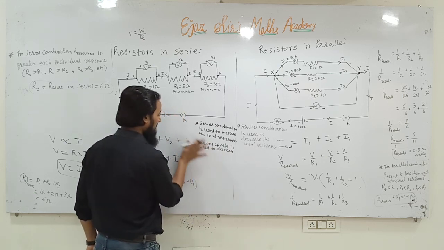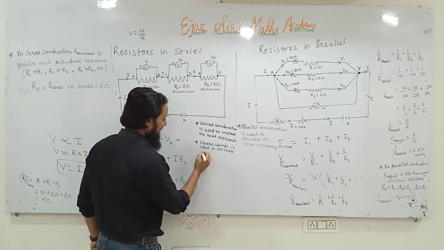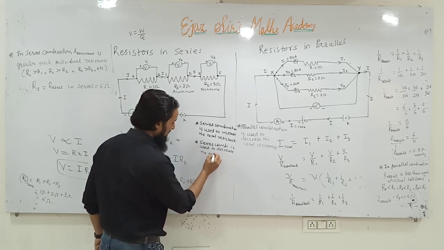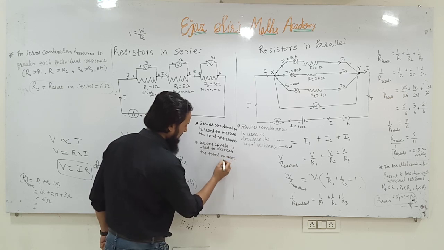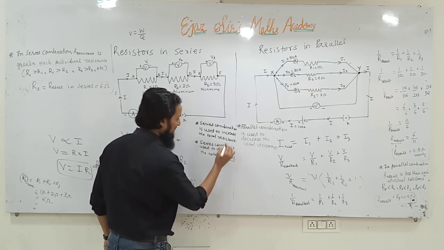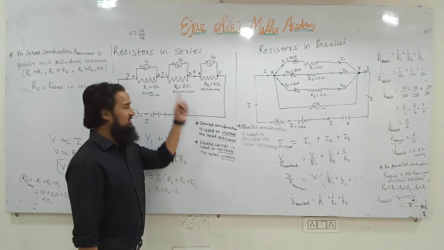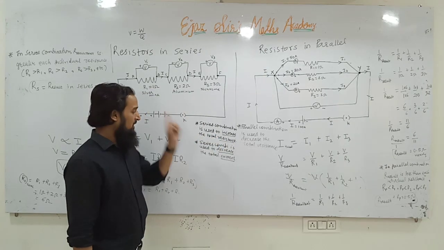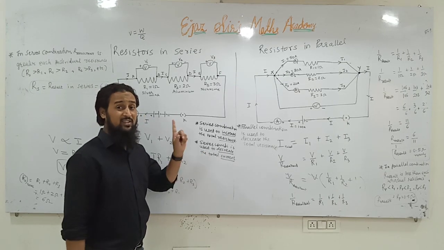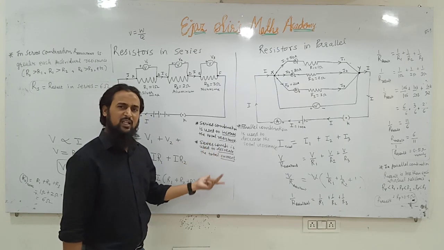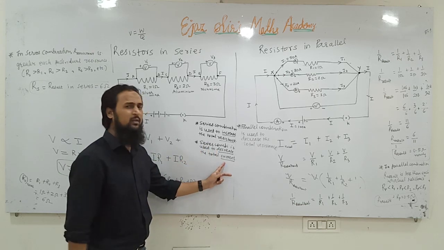I am wiping it off. Series combination is used to decrease the total current. See, do not get confused. Current is decreased and increase what? Resistance. Since total resistance increases in series combination, the total current decreases. Because we know if we increase the resistance, the current will decrease. The more the resistance, the more will be the opposition and less will be the current.